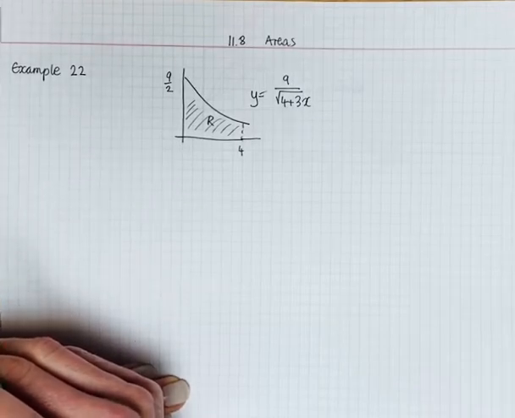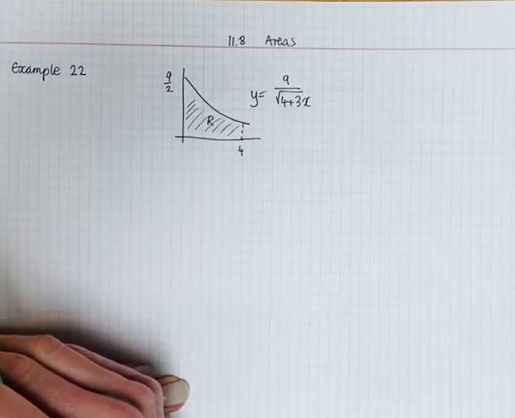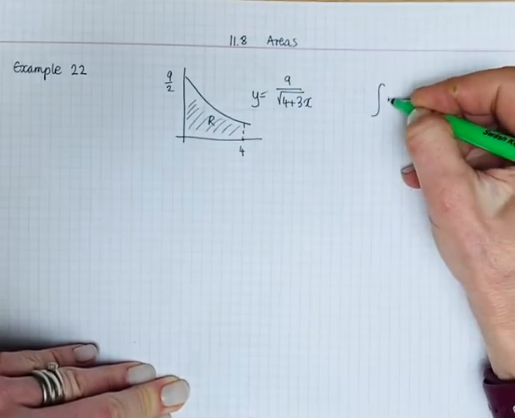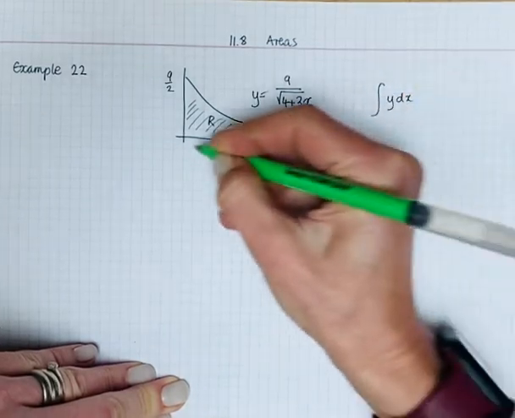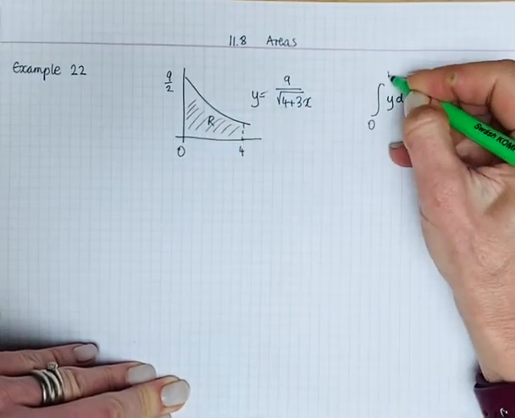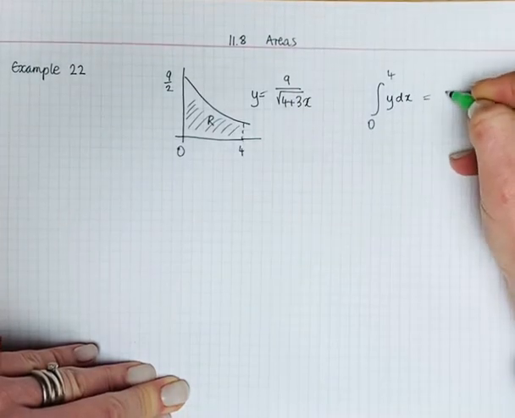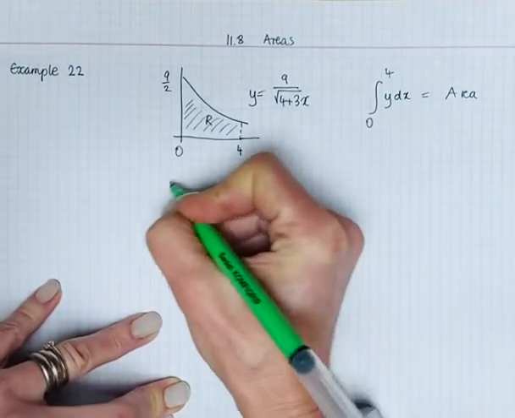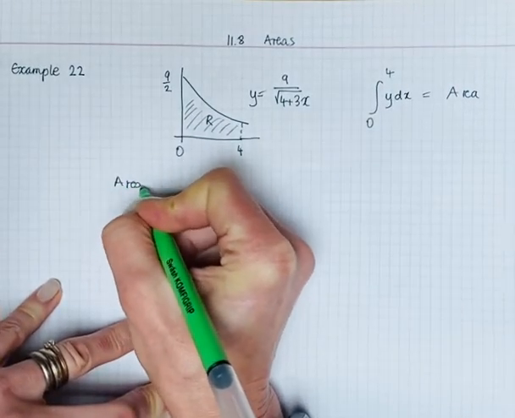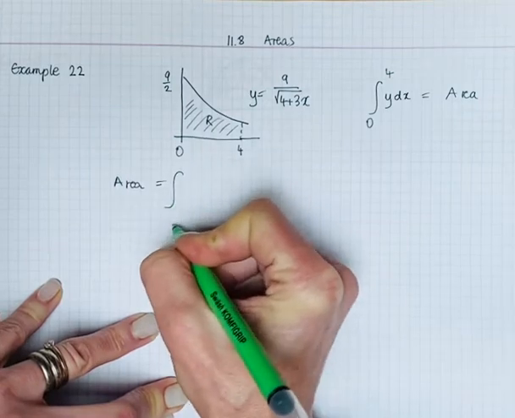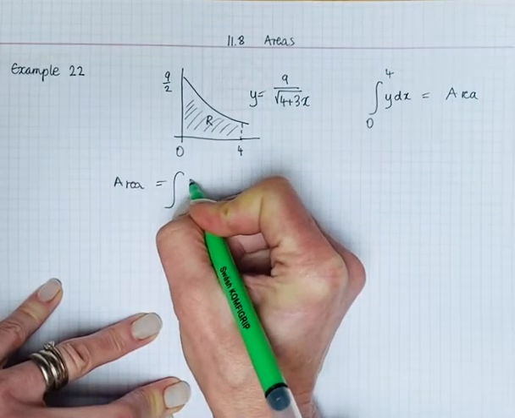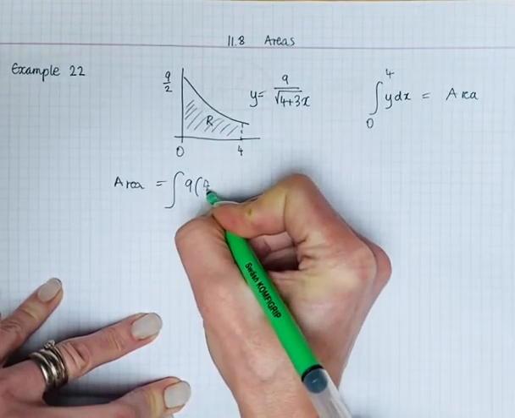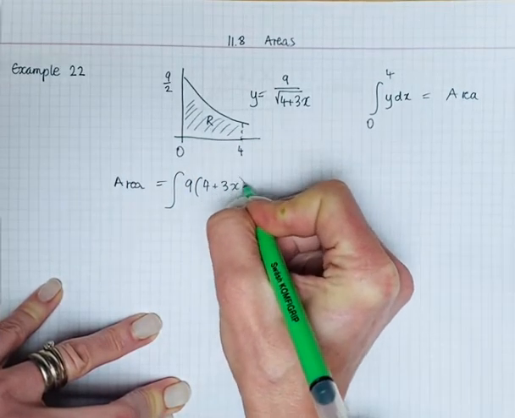It's the area under the curve, so you really have to be integrating the function y between the two limits 0 and 4. So that's going to be our area. Let's replace our y with the function, and we're going to bring it straight to the top and give it a power of minus a half.